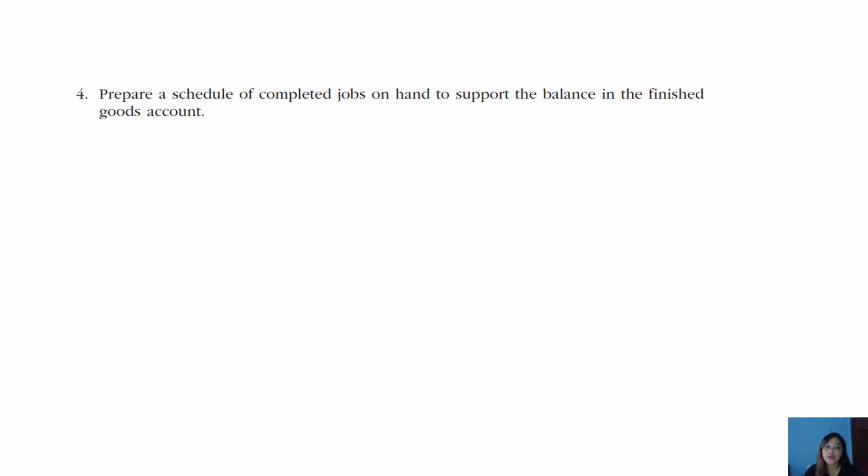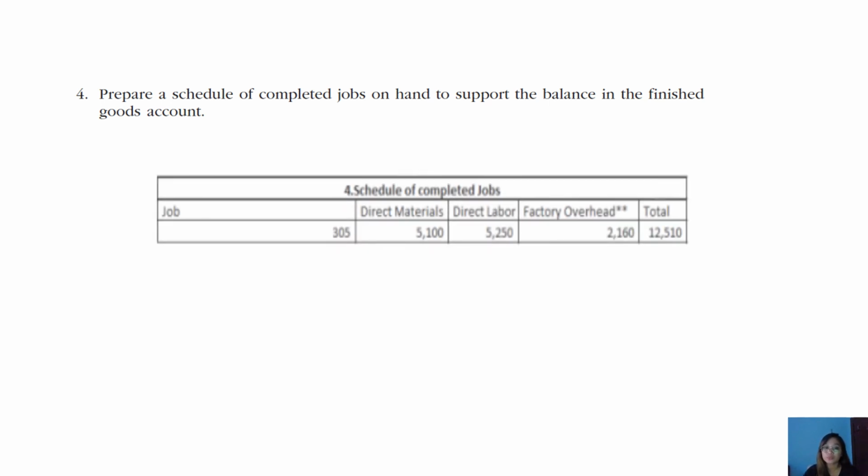And then prepare a schedule of completed jobs on hand to support the balance in the finished goods account. Since jobs 301, 302, 303, and 305 were finished jobs, but only job 305 has not yet been sold, only job 305 is considered a completed job on hand. So this is the direct materials, the direct labor, and the factory overhead. So this is the schedule for the completed jobs.